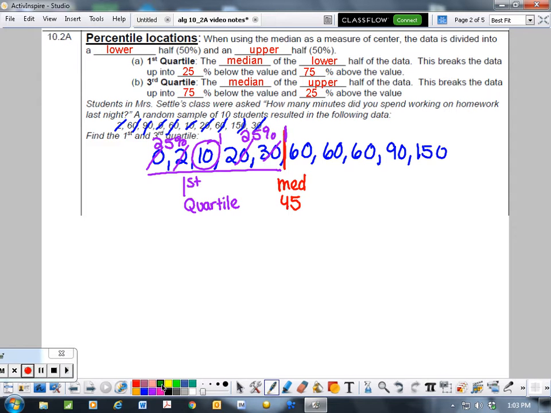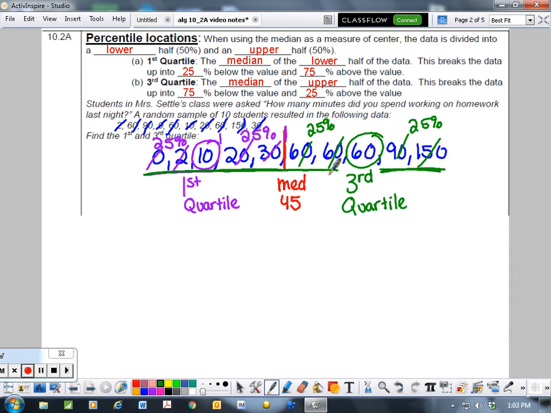So now I look on the other side and I'm looking for my middle value on this side. And so this is my third quartile. And so I'm looking at 25% in 25% here. So really, I have 25% above and 75% below. Or for my first quartile, I have 25% below and 75% above.